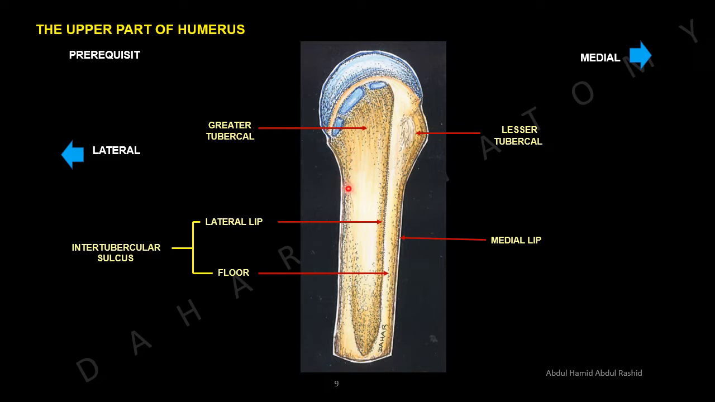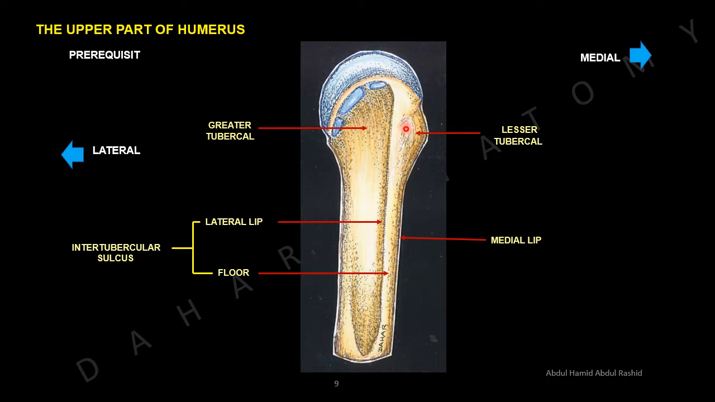This is the surgical neck of the humerus. You can see 2 tubercles here. This big one is called the greater tubercle of the humerus, on the lateral side. This is the smaller one, the lesser tubercle of the humerus, on the anterior side.